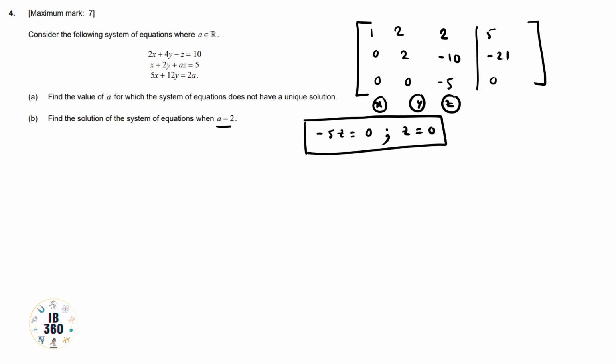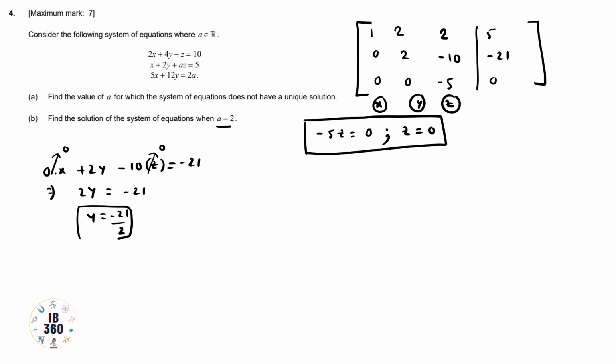Now in the second equation, as you can see, that is 0 into X plus 2 into Y minus 10 into Z is equals to minus 21. So here 2Y equals to minus 21, because Z is also 0. So Y equals to minus 21 by 2. So the Y value is also there.